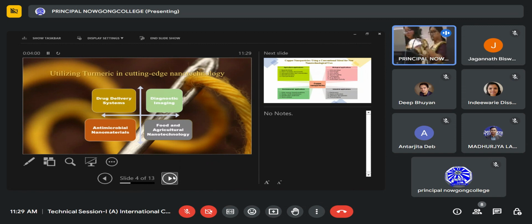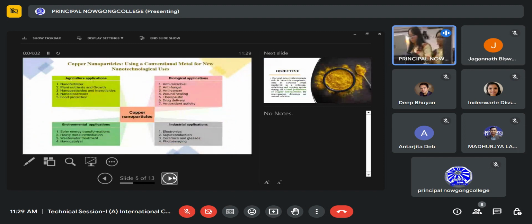So the next part is copper nanoparticles. Nanoparticles hold significant promise across various fields, as they have unique properties that have developed versatile applications. Now, copper particles have unique properties like antimicrobial properties, catalytic activity, electrical conductivity, energy storage, and biomedical applications, and this makes them useful in diverse fields of application.